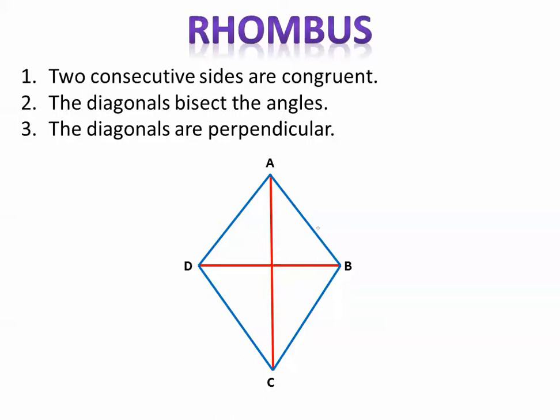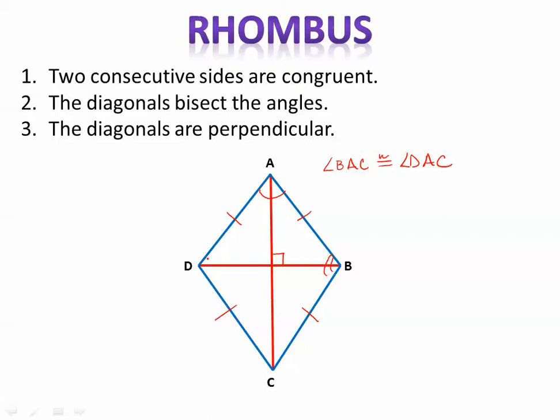I don't think that I have this on here, so let me put it right quick. Let me get my pen going. Okay, so if the diagonals are perpendicular, that means they form right angles. And then what they're saying is that you've got two consecutive sides that are congruent, but just an FYI, all the sides of a rhombus are congruent. And if your diagonals bisect your angles, that means angle BAC is going to be congruent to angle DAC.